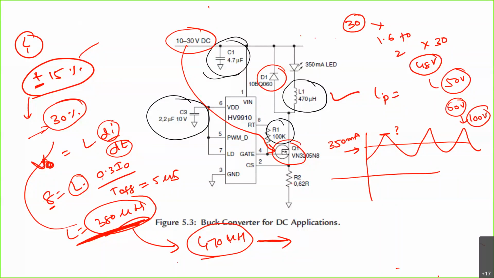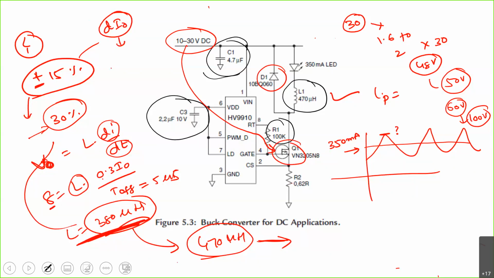The current rating. To select the current rating, what is the current that flows through the MOSFET? That is D into I naught, right? That is the average current that flows through the MOSFET. So how much is it? What is the maximum value of D? The minimum value of D is 0.133.